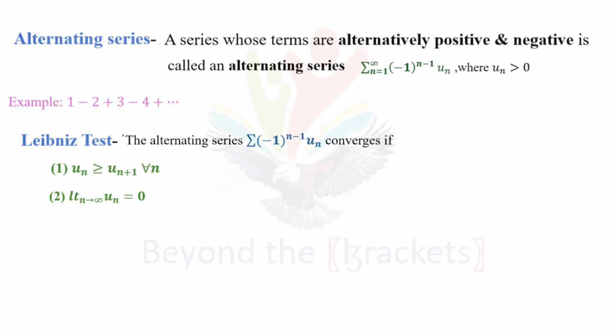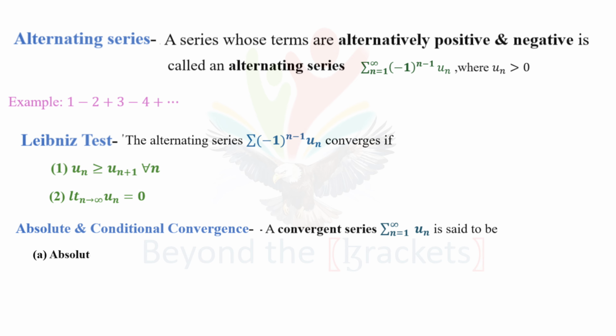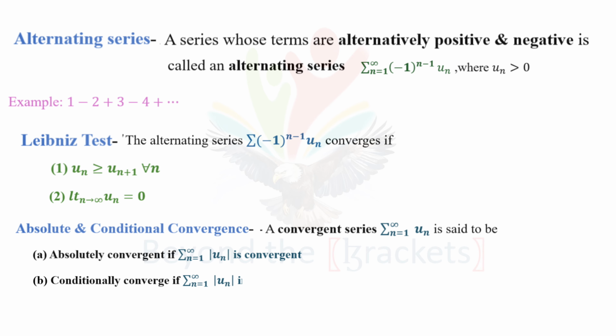Apart from convergence and divergence, we also study absolute and conditional convergence of an alternating series. A convergent series is said to be absolutely convergent if the series of its absolute values converges, and conditionally convergent if the series itself converges but the series of its absolute values diverges. Let's dive into a few problems to see how this works.